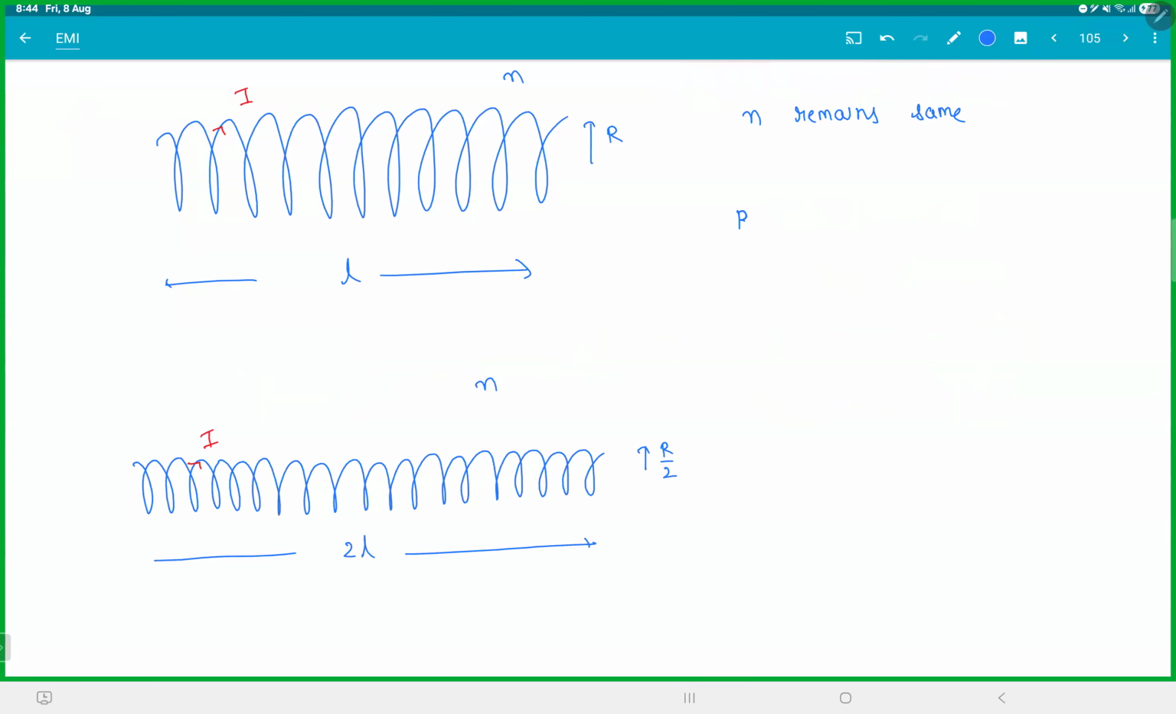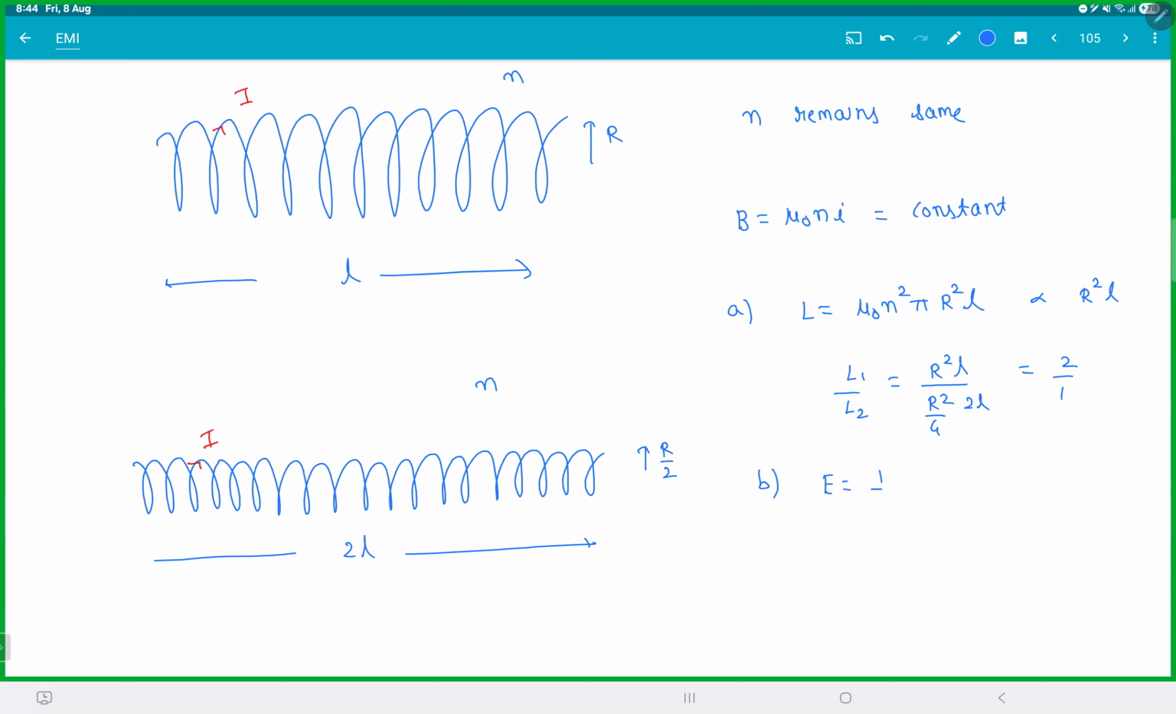So what is the magnetic field? Magnetic field is mu naught Ni. So this is constant. They have same magnetic field. So self-inductance L is equal to mu naught constant, N square constant, pi constant, R square. L is proportional to R square L. So L1 by L2 will be R square L by R square by 4.